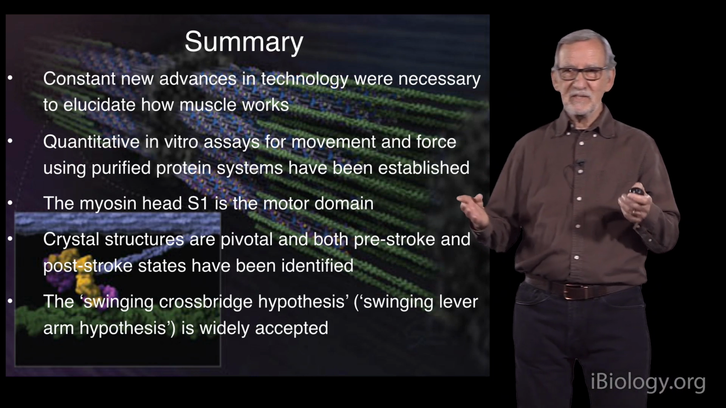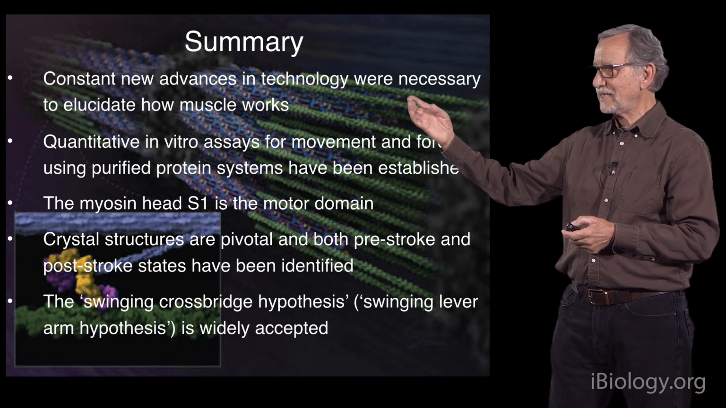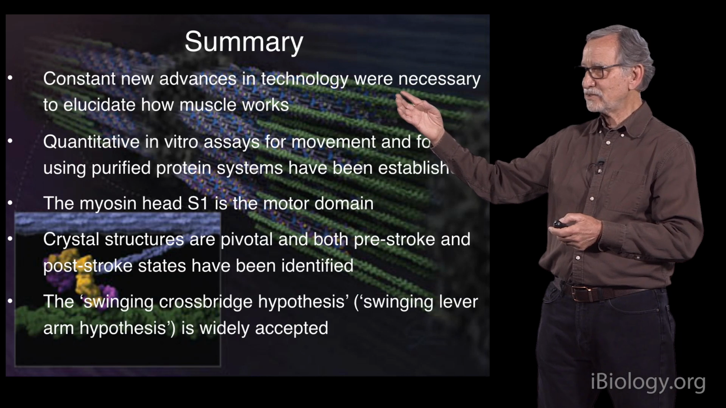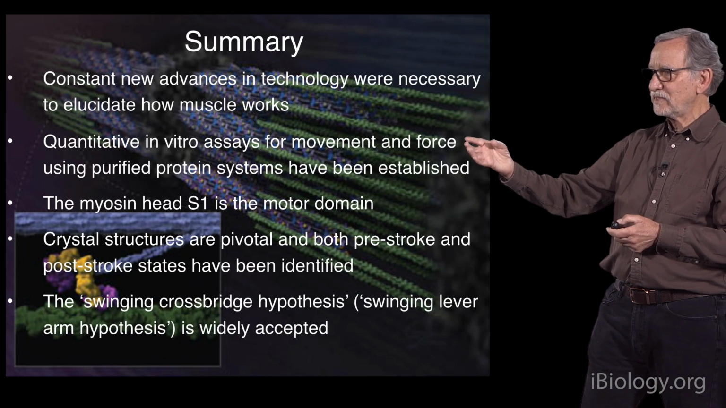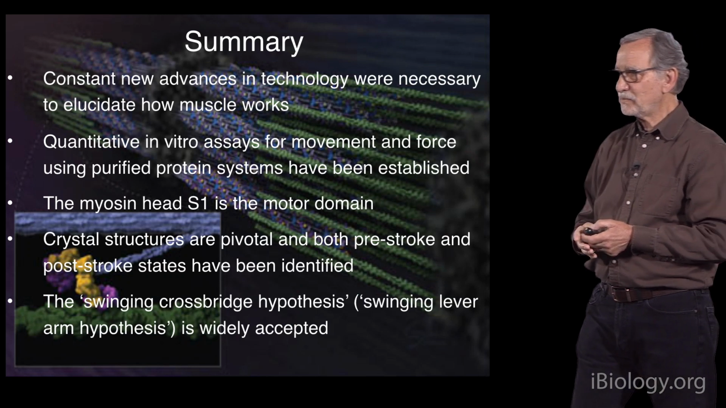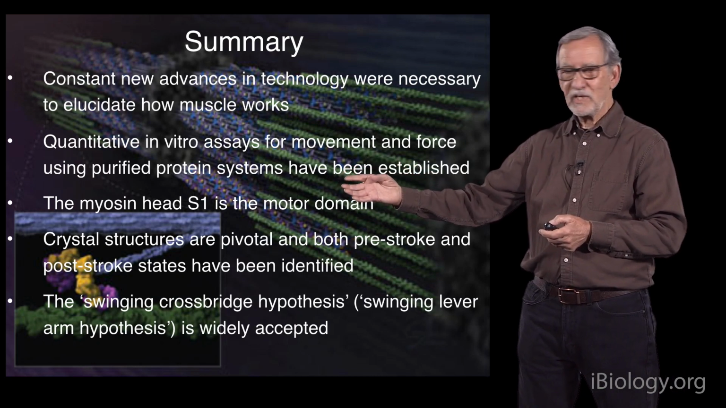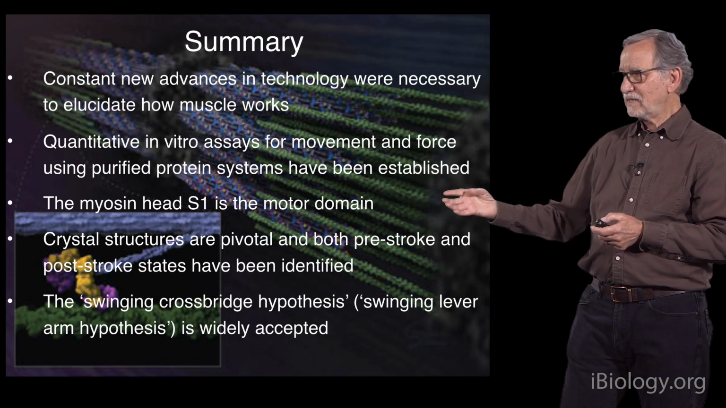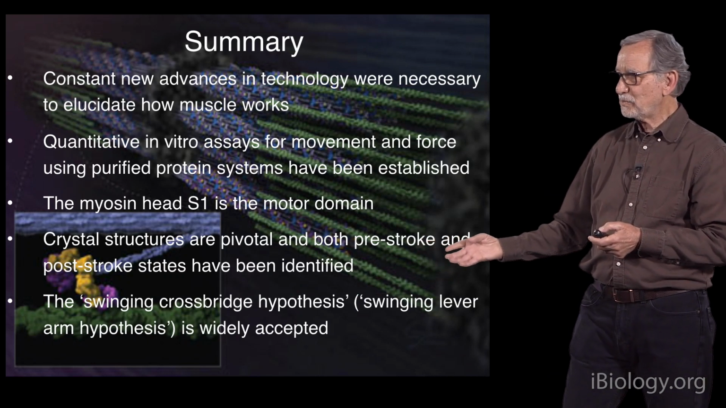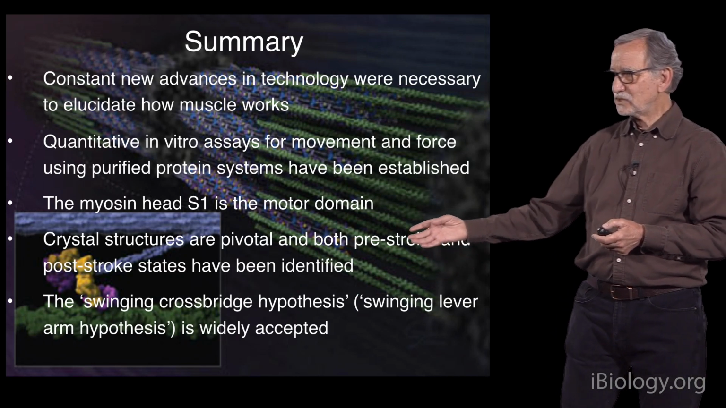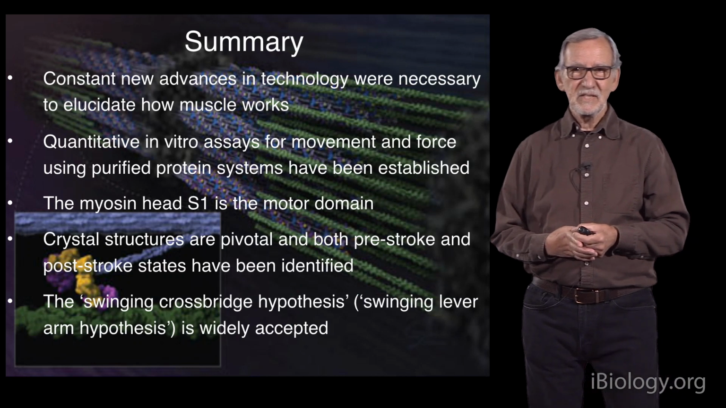So the summary of this part 2 is, again, you need constant new advances in technology in order to elucidate how muscle works. And in this case, this involved developing quantitative in vitro assays for movement and force production using purified protein systems. The myosin head, or subfragment 1, is clearly the motor domain. The pivotal crystal structures were finally obtained in the 1990s for both pre-stroke and post-stroke states. And so the swinging crossbridge hypothesis, which is now called the swinging lever arm hypothesis, is widely accepted.